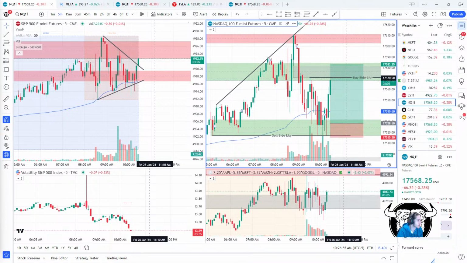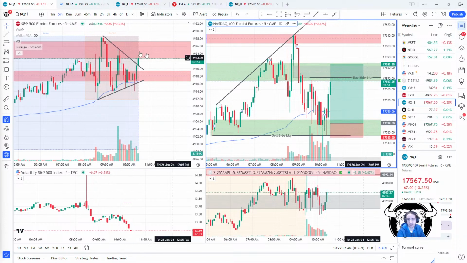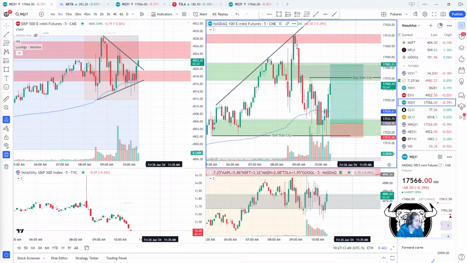Holy cow, guys. Holy wow. That's crazy. We're talking about 40 points right there. I'm going to get out of one contract right there. Alright, out of one contract. Holy cow. Look, boom, right off that buy side liquidity. That's nuts.